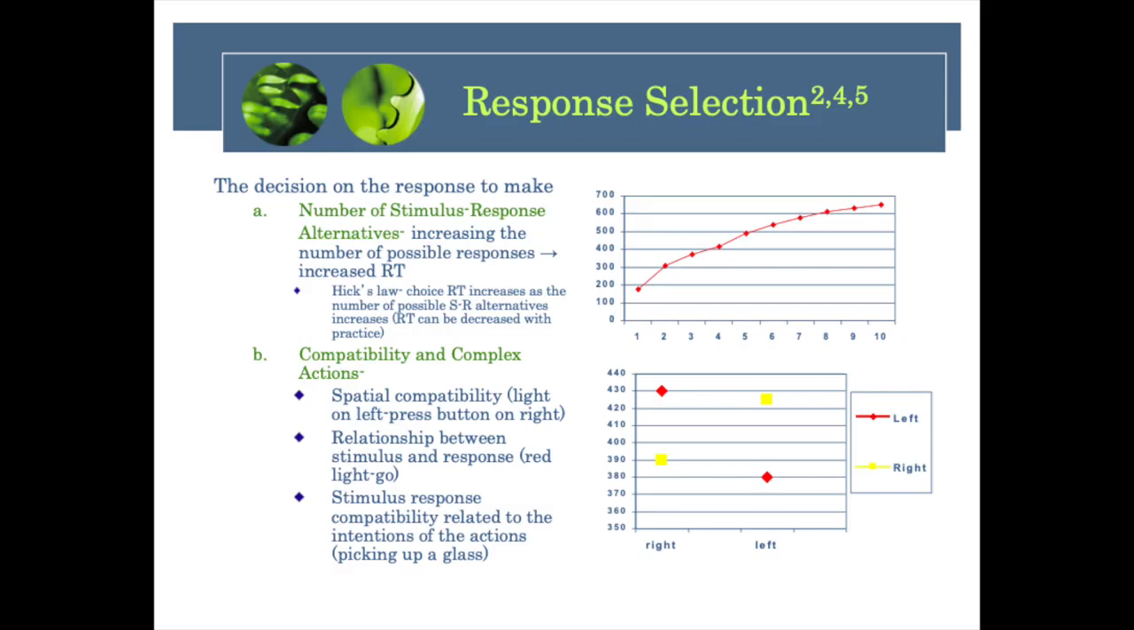If the light on the left goes on, you have better spatial compatibility to push with the left hand. If the light on the right comes on, again, you have better spatial compatibility to push with the right hand. If you reverse these, so when the left light comes on you're asked to push with the right hand, and when the right light comes on you're asked to push with the left hand, the time it takes you to select this response increases. Your response time will increase, which is demonstrated in the figure on the right.